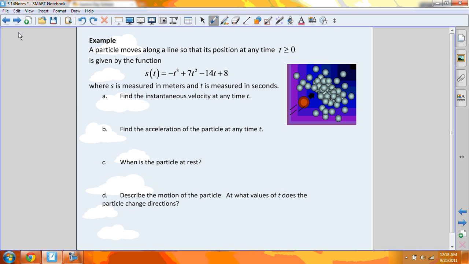Okay, so let's do an example. A particle moves along a line so that its position at any time t greater than or equal to 0 is given by this function, where s is measured in meters and t is measured in seconds. First question says, find the instantaneous velocity at any time t. So all we're doing is taking the derivative, and that's very, very easy because I have a polynomial.